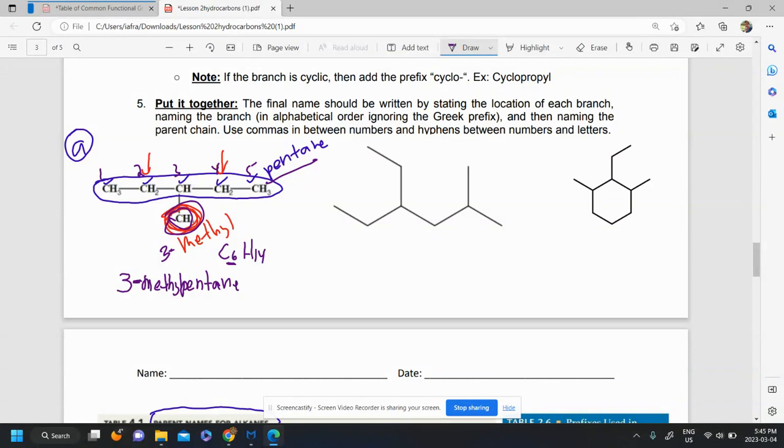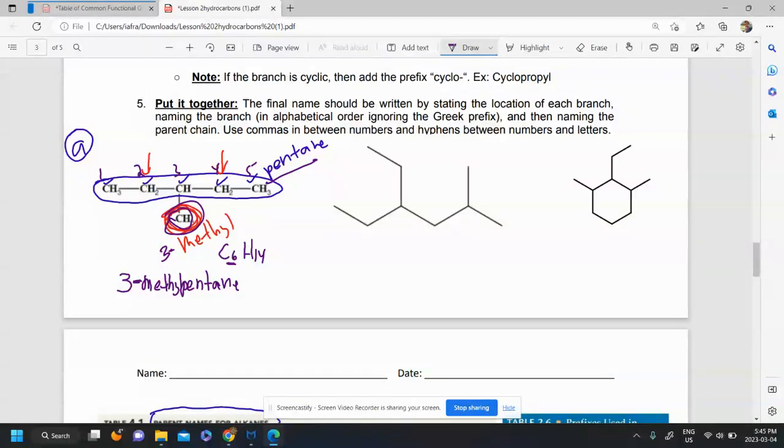So that's really a simple naming example. Identify you have an alkane, find the parent chain and name it, find the substituents, name that, and tell me the position of the substituent. This is simple because we only had 1 substituent. Let's take a look at a situation where we have more than 1 substituent.